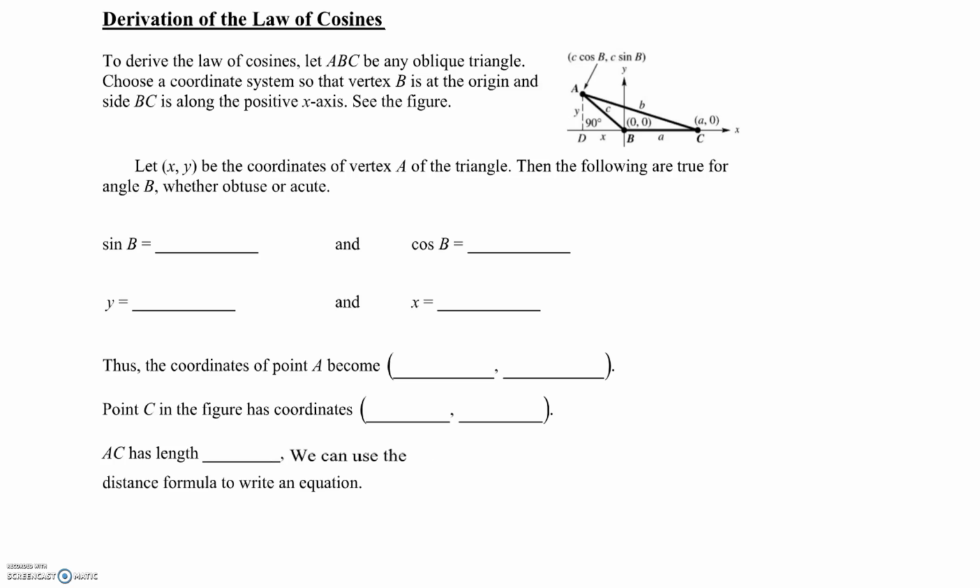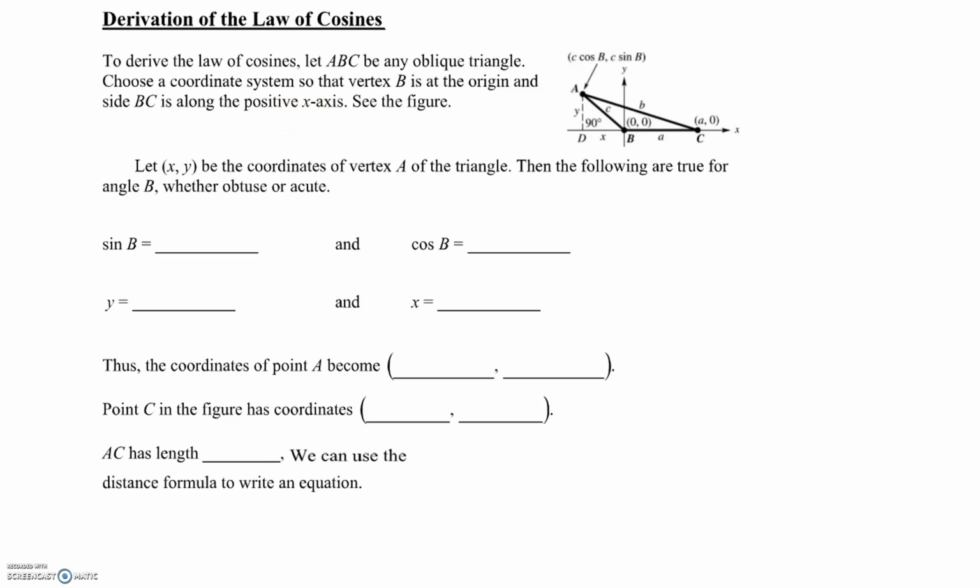Hello, in this video, we're going to derive the law of cosines. To derive the law of cosines, we're going to let ABC be any oblique triangle. It does not need to be a right triangle. So we're going to choose a coordinate system, so vertex B is at the origin. And for simplicity, we're going to have the side BC be along the positive x-axis.